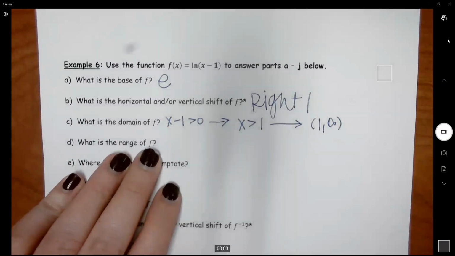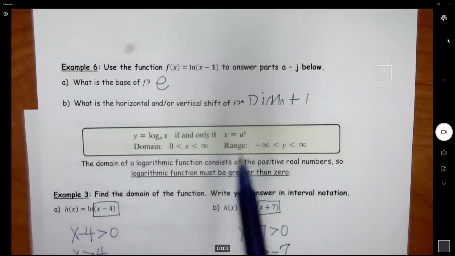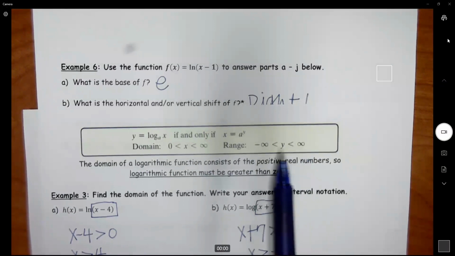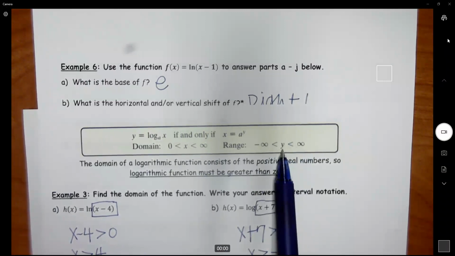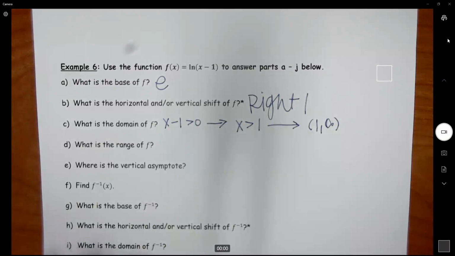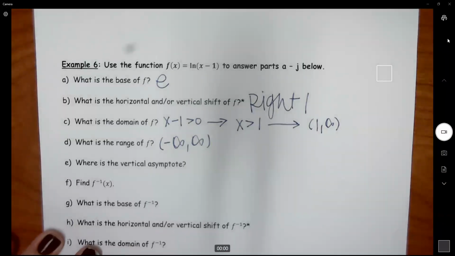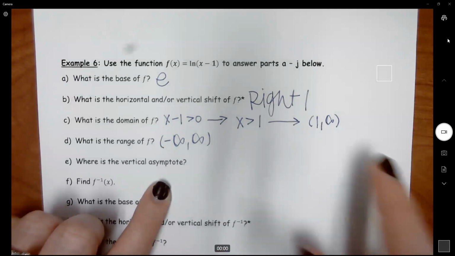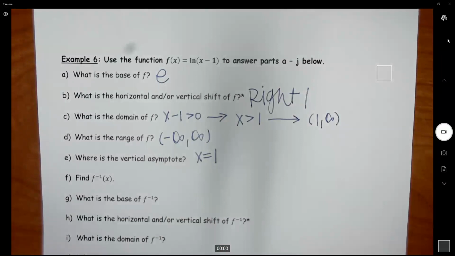What is the range? Okay, the range of any log is all real numbers. Exponentials have a domain of all real numbers. Because this is the inverse, logs have the range of all real numbers. What is the vertical asymptote? You go back over here to the domain. Because it starts at 1, you have a vertical asymptote at 1.